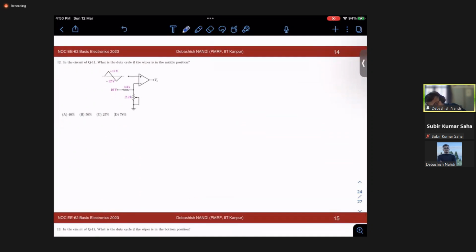So moving on to problem number 12. What is the duty cycle if the wiper is in the middle position, right? Middle position means I have a resistance of 1.1 K equivalent. So my circuit will be nothing but this, and I have this. So this is 1.1 K. This is 3.3 K. This is 10 volt. This is my V naught, and this is the input waveform, right? So what is this voltage? This voltage is nothing but this voltage times 1 by 4, right? That means this voltage is 2.5 volt. So my output voltage would be this, minus 2.5 volt is my V naught.